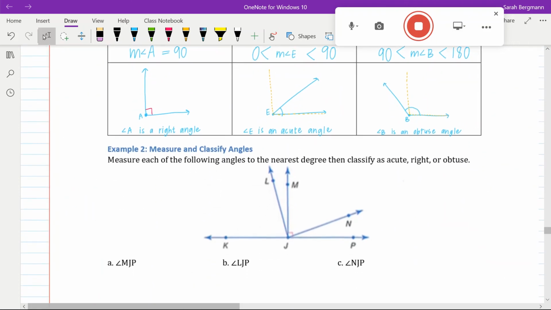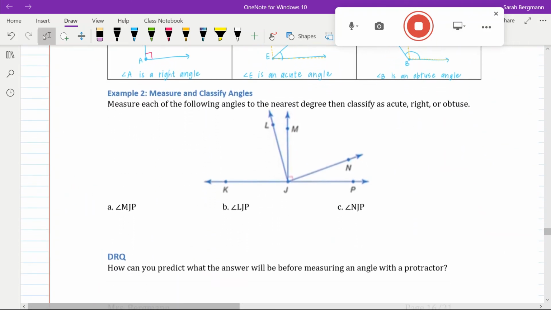For this example, I don't have a way to show you a protractor on here. We're just going to do the classifications: right, acute, and obtuse. So we'll find these angles. MJP is this angle here. This one we can measure because it has the right angle symbol. This red box here shows that it's a right angle. So we can say the measure of angle MJP is equal to 90, and it's a right angle.